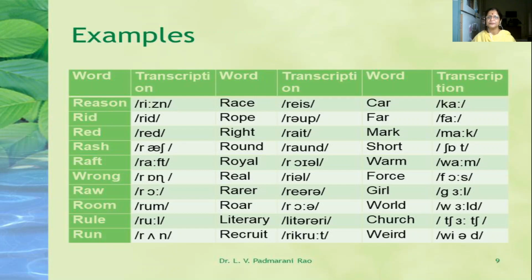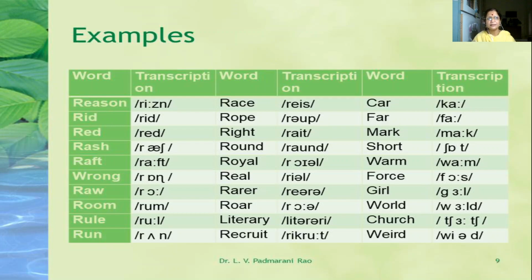You have a letter in the spelling, but we don't pronounce it when it occurs in the word final position. Whenever the r sound or r letter is there in the word final position, it is never pronounced. R also is never pronounced if it is before the consonants in the word medial position. Only before the vowel sounds is r pronounced. So in mark, the letter r is present before a consonant k, and so it is not pronounced. It is pronounced as mark.